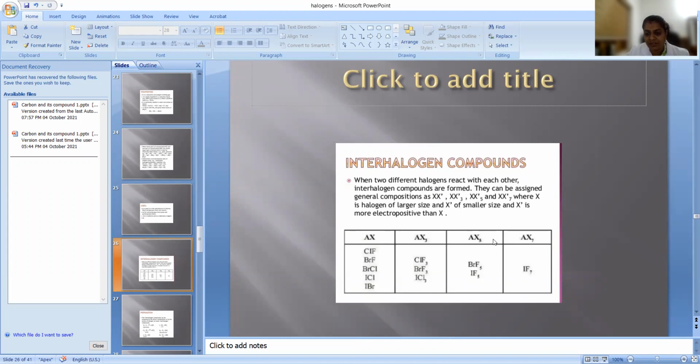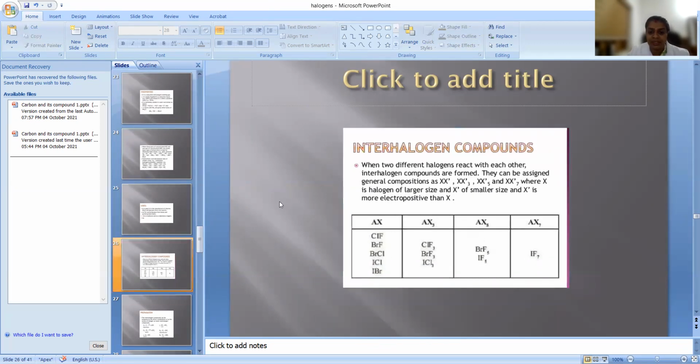Also XX'5 has two halogens, so BrF5 and IF5 are examples. The XX'7 type is IF7. So these are examples, where X is the halogen of larger size and X' of the smaller size. The first halogen should be of larger size, and the second, which is highly electronegative, will come second. The bigger one comes first and the smaller one second in interhalogen compounds.